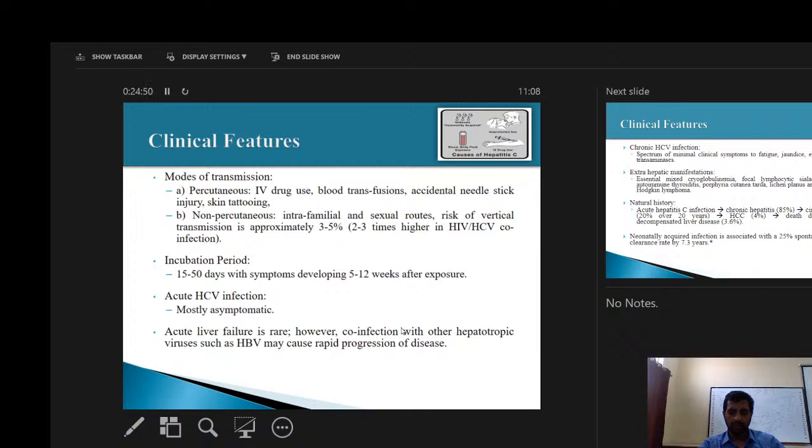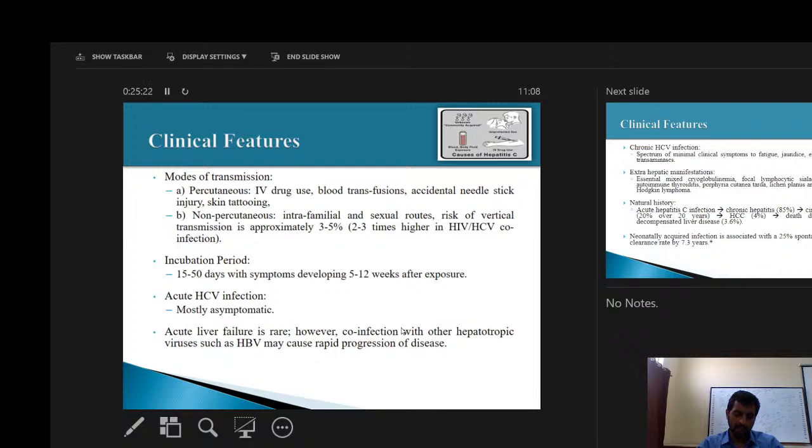Sexual route and vertical transmission have very limited risk, unlike hepatitis B, which has almost 90% transmission. Here you see 2 to 3% transmission through vertical transmission or the sexual route. The incubation period is 15 to 50 days, but you don't immediately see any symptoms or signs within 15 to 50 days. Acute infection in hepatitis C is asymptomatic. There may be mild elevation of liver enzymes, but there is no severe active hepatitis ongoing.